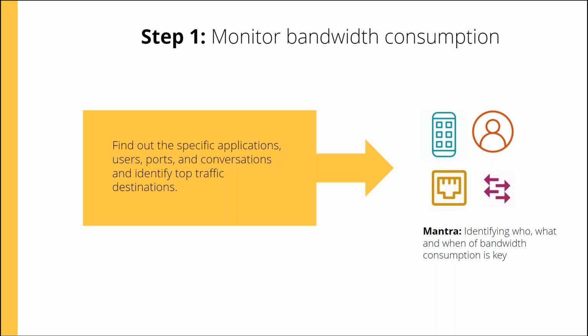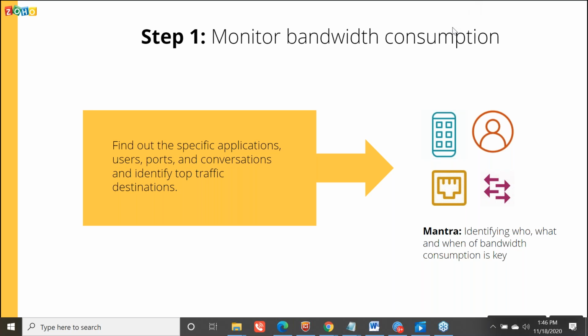So in order to make things easy, in order to smoothen the traffic and avoid any kind of bandwidth bottlenecks, the mantra is to identify who is doing what in your network and at which point of time. So we are going to find out the specific applications, users, ports, and the top talkers in your network, which will help us to identify the top traffic generators based on hosts, destinations, applications, ports, protocol, etc.